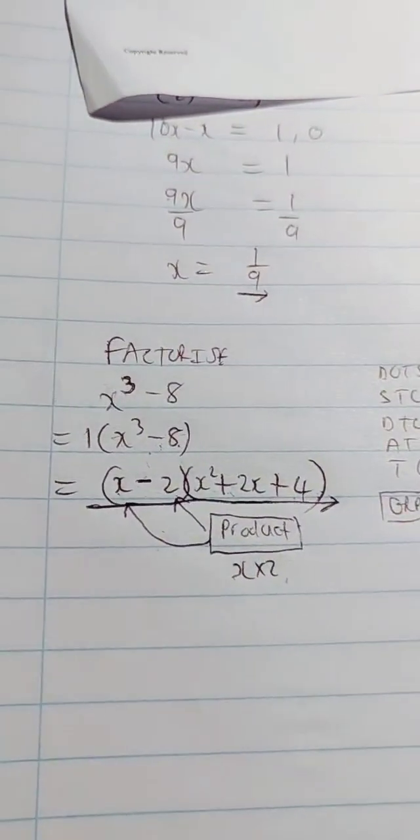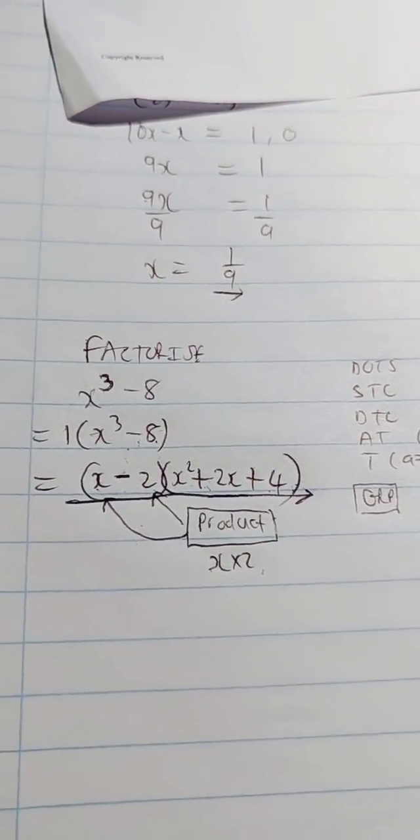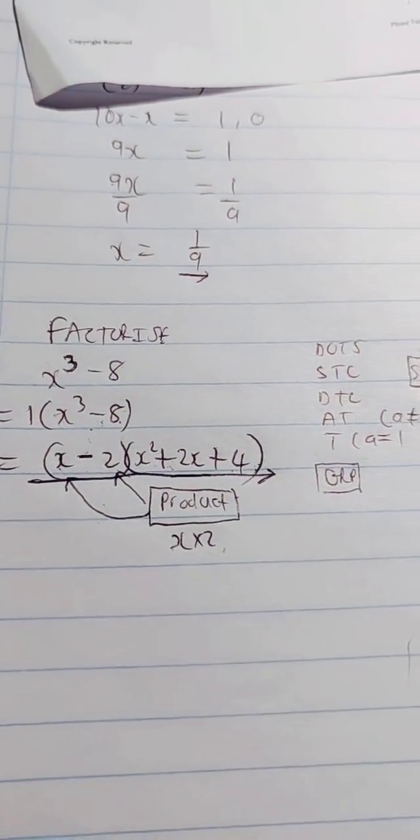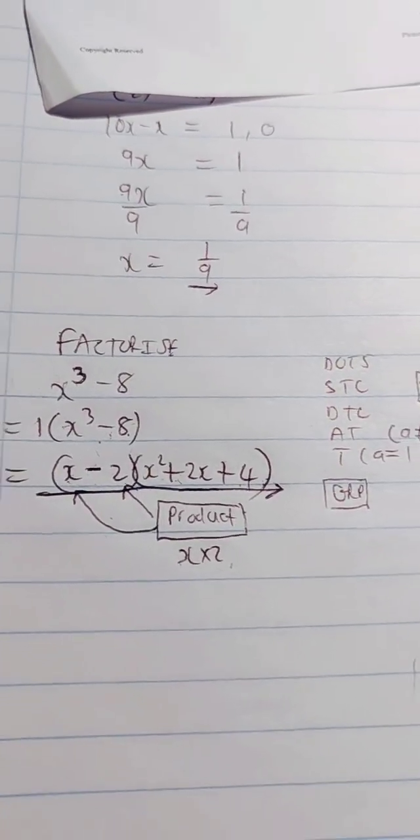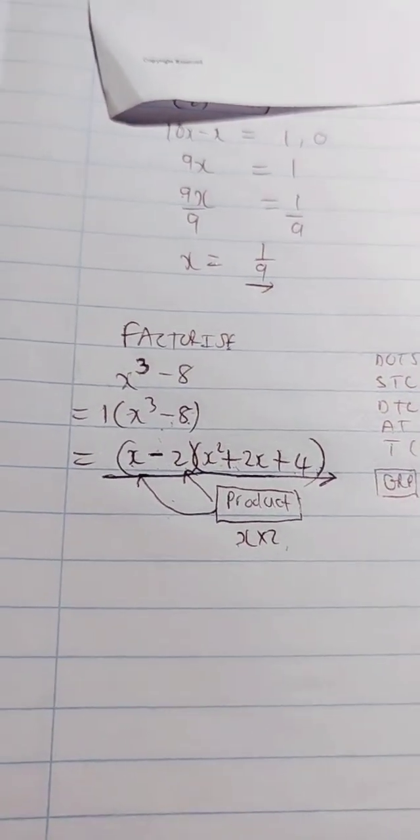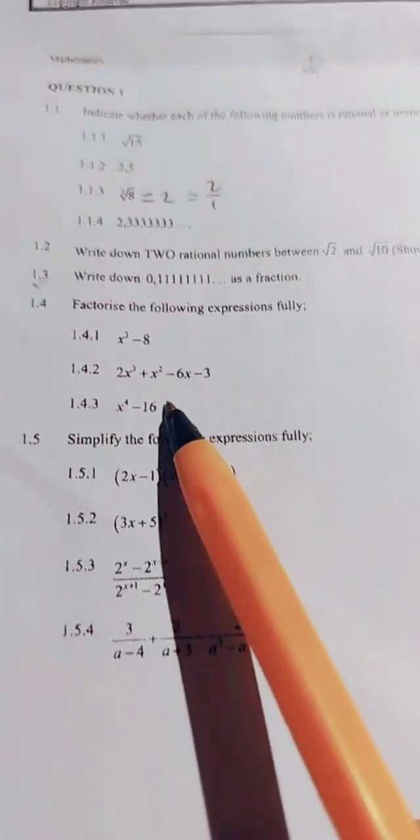Is that done? We are finished. Factorization is complete. That's how you deal with a difference of 2 cubes. Don't stress, just follow the method, you'll be good. We're finished. Let's go on to the next question. The next question is: factorize 2x cubed plus x squared minus 6x minus 3.